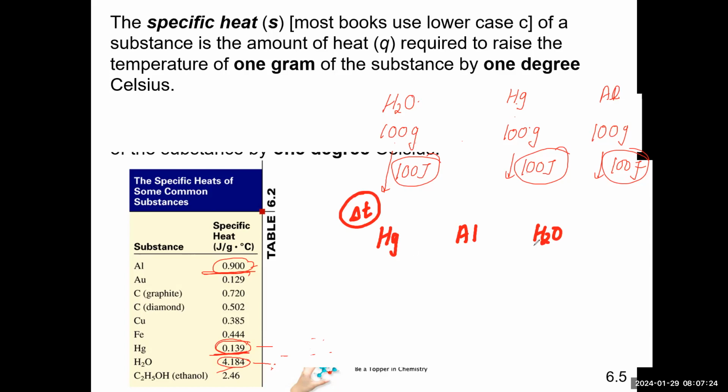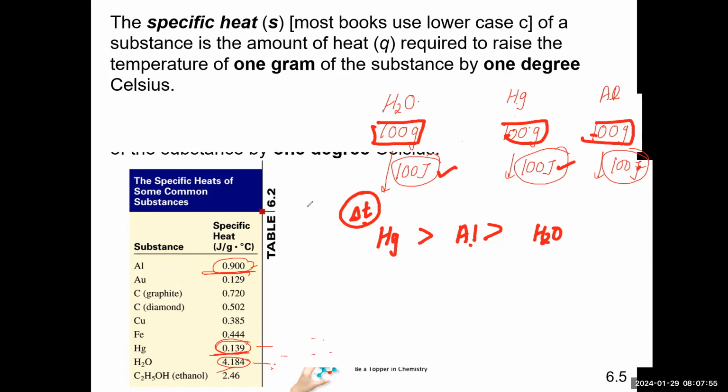Are you okay with this? And this arrangement of change in temperature is based on their specific heat capacity. When I have taken these amounts, and the amount of heat, everything I have taken same. So now the only difference is specific heat capacity, and you are going to work out your answer based on that. This question is okay?